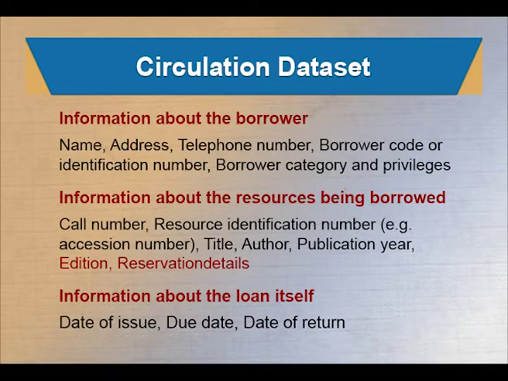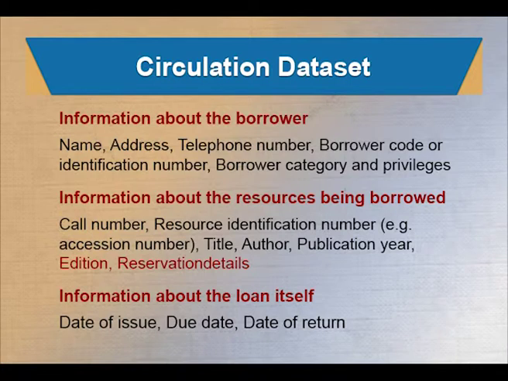Now, when you are about to start circulation activities in your automated library system, you need three minimum data sets. The first data set is the information about the borrower. There you need to know the name, address, telephone number, borrower code or identification number. The borrower code or identification number is the primary key in the borrower table. Then we need to define borrower categories and privileges related to that particular category. So, this is the set of information about the borrower.